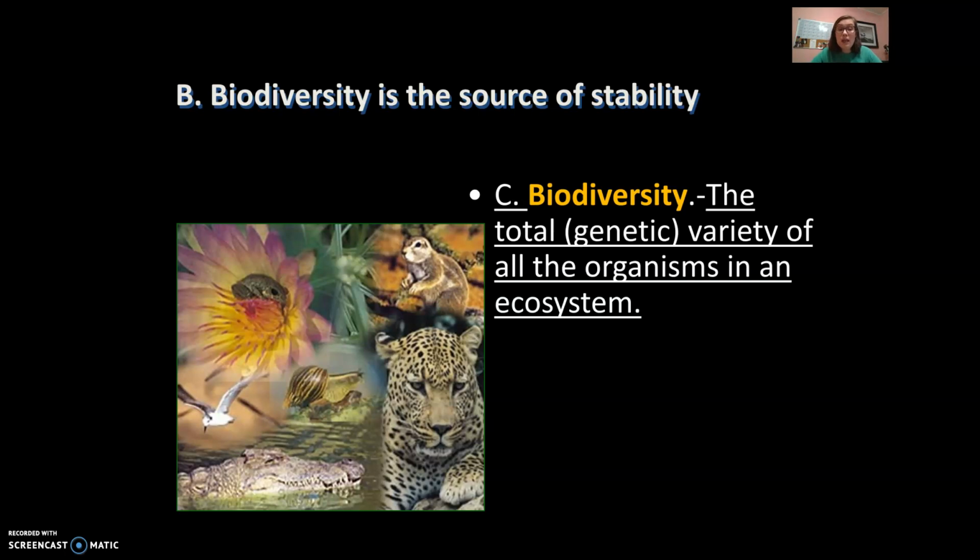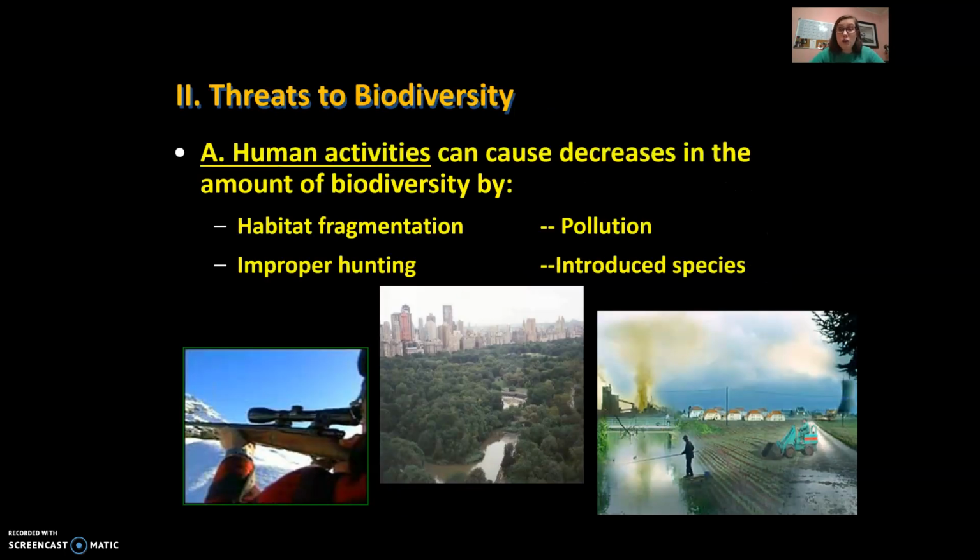Now, there are some things that are threats to biodiversity in nature, and we're going to talk about a couple of those. And remember that since biodiversity is linked to stability, if you are threatening the biodiversity in an ecosystem, you're also threatening how stable it's going to be over time. The first threat that we're going to talk about is human activity. Humans do a lot of things on this earth that can decrease the amount of biodiversity that's found in our environments. I'm only going to talk about a couple today, but keep in mind there are a lot more. So if you're interested in that, do some research.